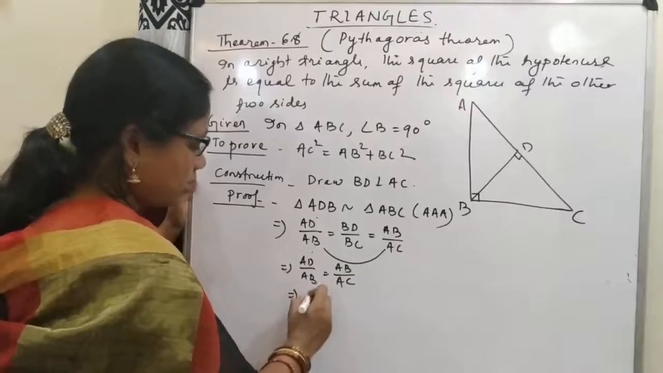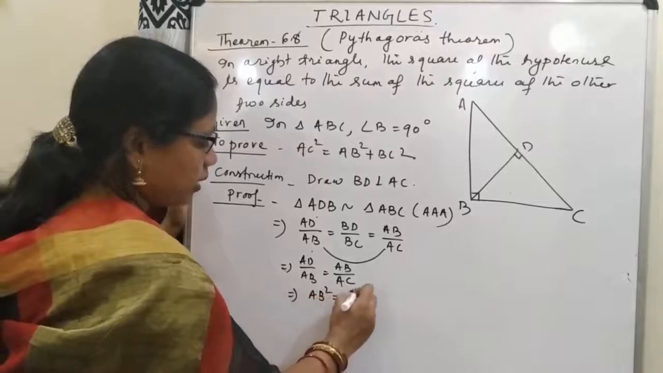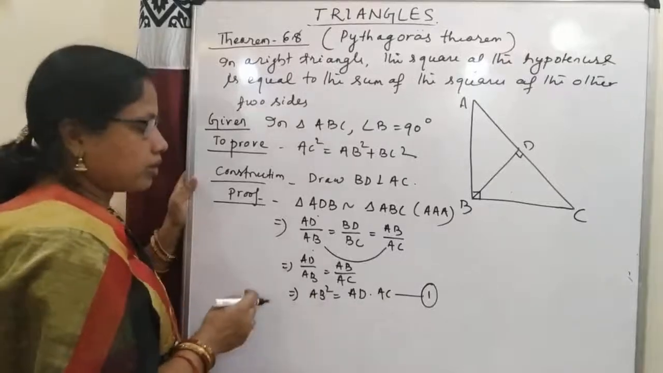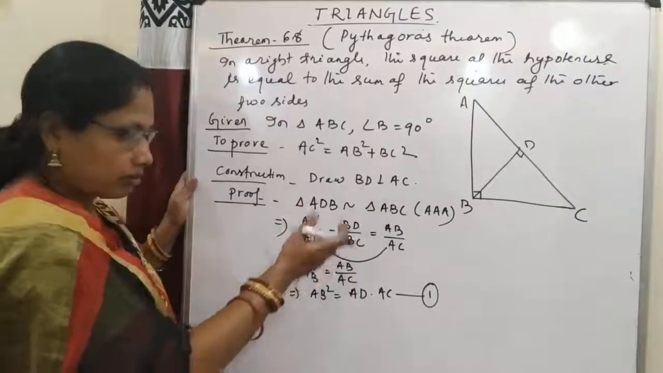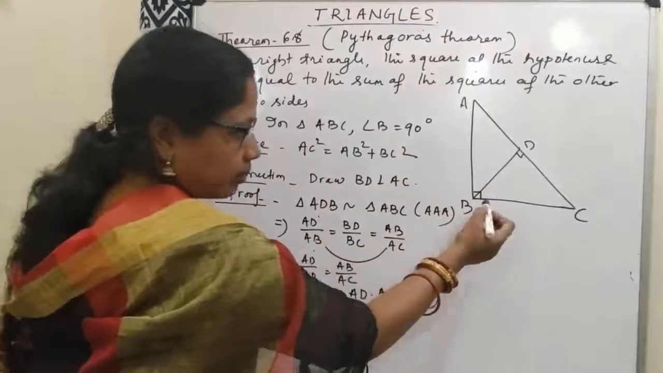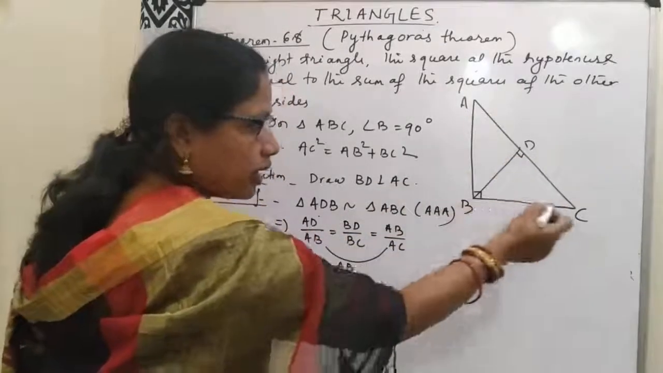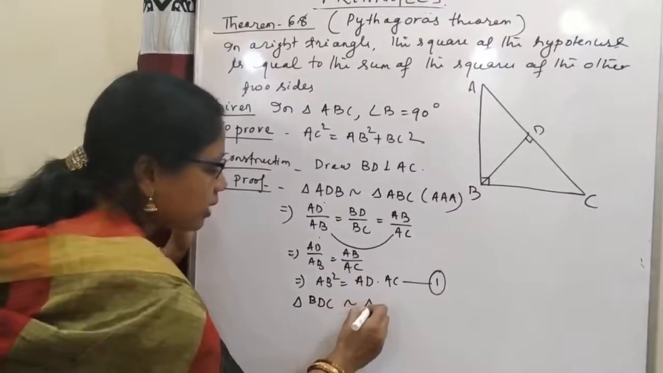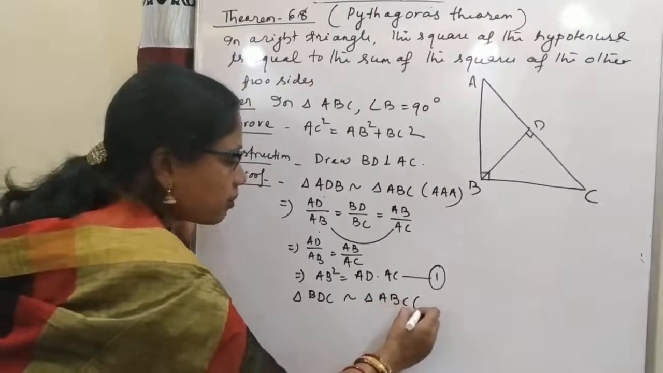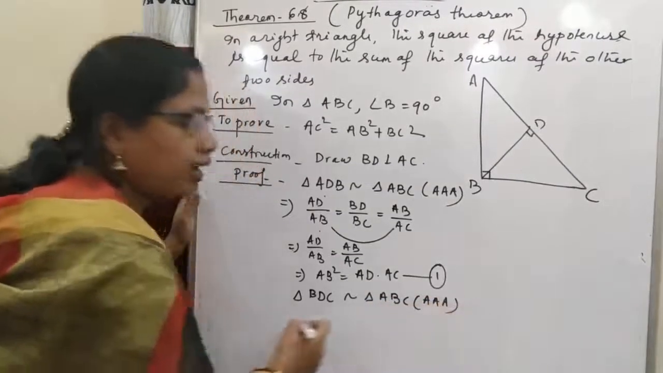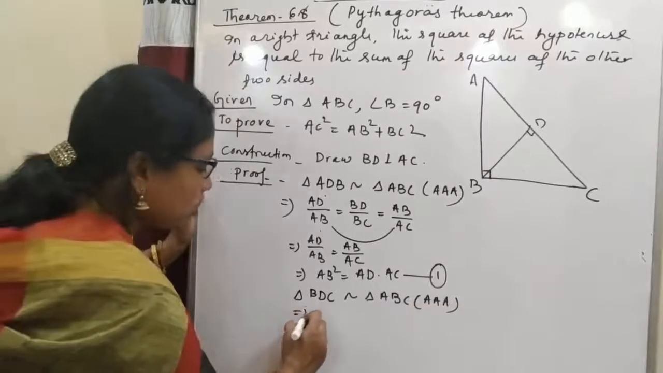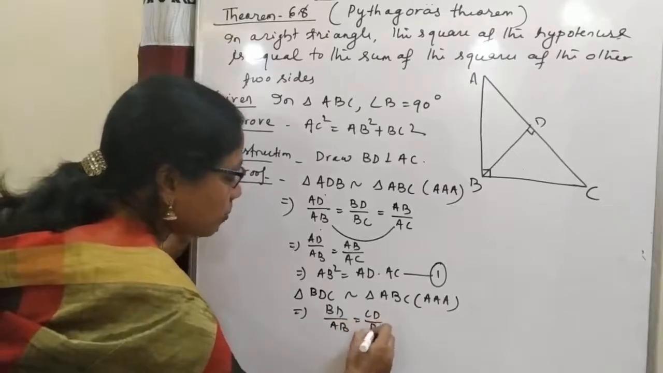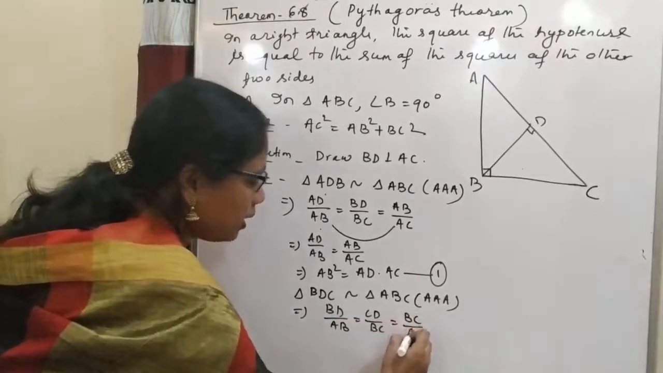So this implies AB square is equal to AD multiplied with AC. So this is our equation 1. Again, we have proved in the previous theorem that triangle BDC is similar to triangle ABC. So triangle BDC is also similar to triangle ABC by the same condition, that is the angle similarity condition. So this implies BD by AB is equal to CD by BC is equal to BC by AC.